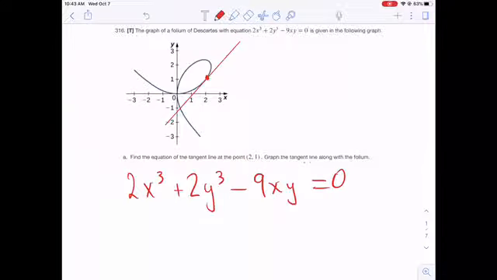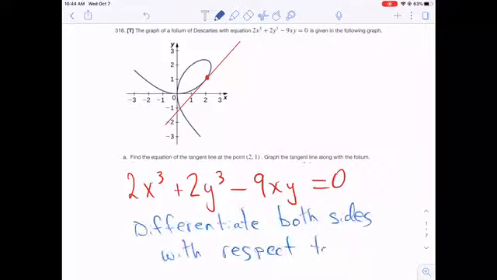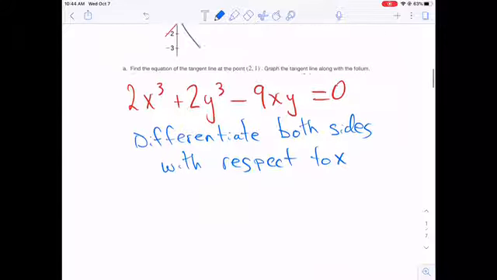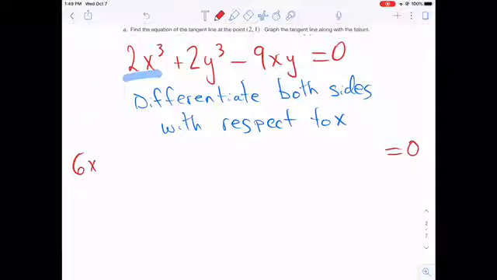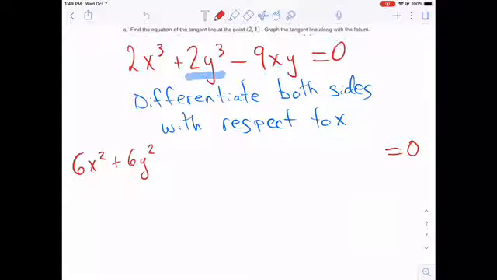So we take the given equation and differentiate both sides with respect to x. Okay, so the right-hand side is the easier side, so I'll do that first. The derivative of 0 is 0. For the left-hand side, the 2x cubed part has a derivative of 6x squared. For 2y cubed, if we differentiate with respect to y, we get 6y squared, but we're not differentiating with respect to y, we're differentiating with respect to x. So by the chain rule, we multiply by dy by dx.